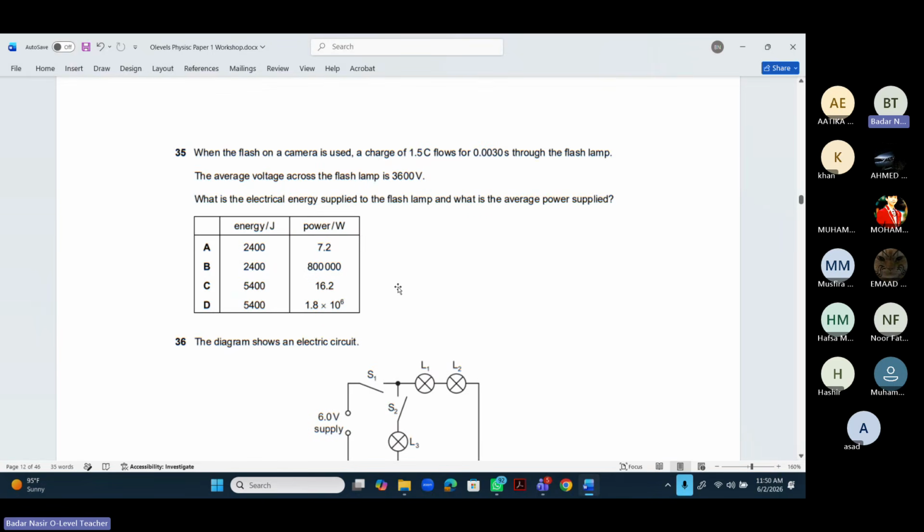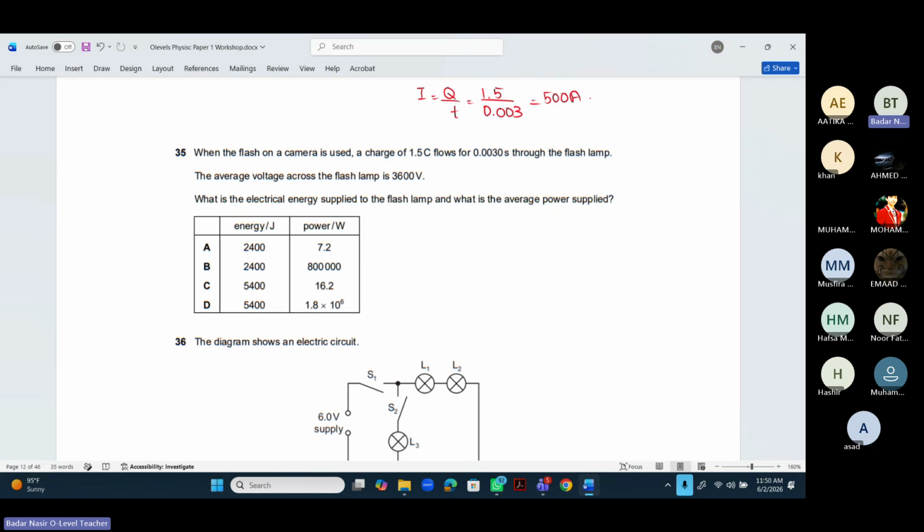When the flash on a camera is used, a charge of 1.5 coulomb flows for 0.003 seconds. So again, you can find the current using Q over T: 1.5 divided by 0.003, which gives 0.5 over 0.001, so it comes to 500 ampere.